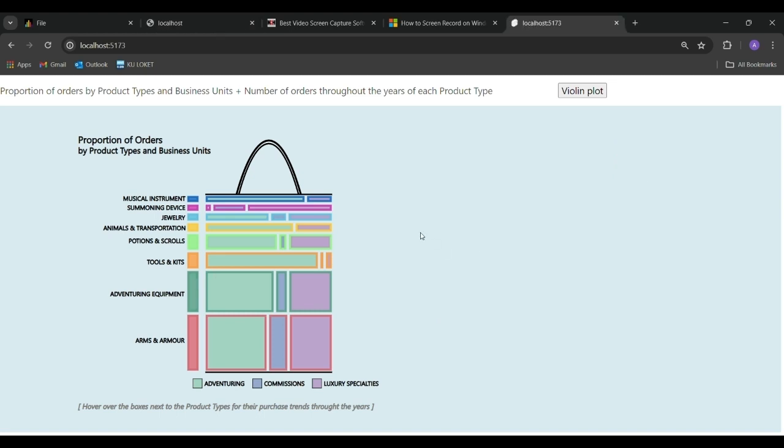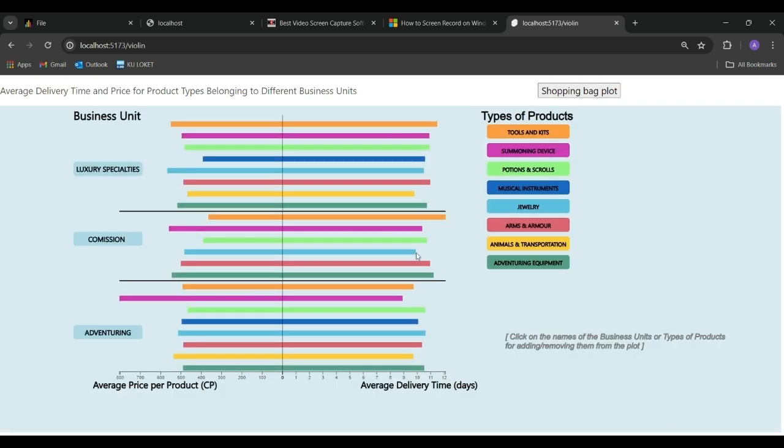Okay, now we will go over to our second implementation, which is the violin plot. We can change this plot by clicking the button up in the top right corner. And here is the violin plot. On the positive x-axis, we have the average delivery time in number of days. And on the negative x-axis, the average price per product in copper pieces is shown.